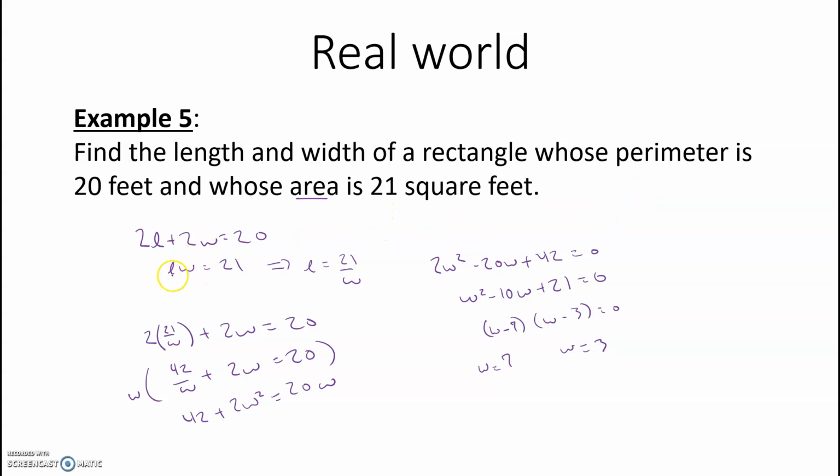So now looking back to this one, length times width is 21. If your width is 7, then your length is 3. If your width is 3, then your length is 7. And that's all they want you to say. So if your width is 7, length is 3. If your length is 3, then your width is 7. And that would be your final answer here.